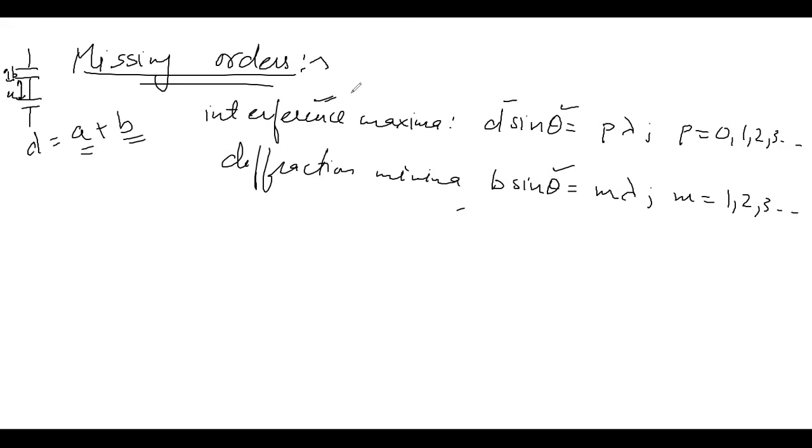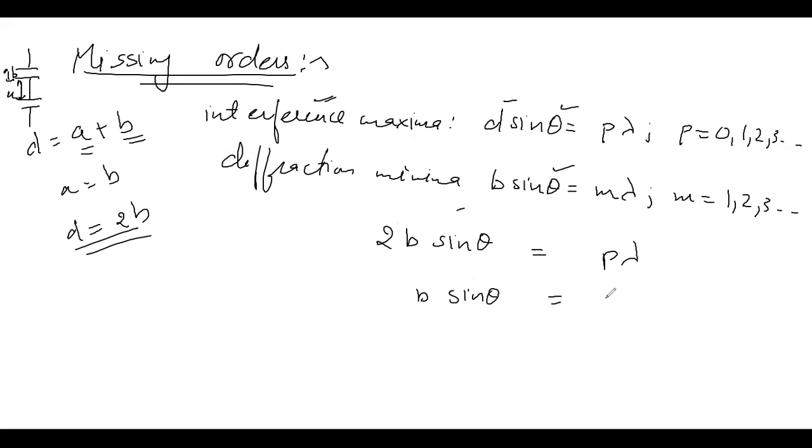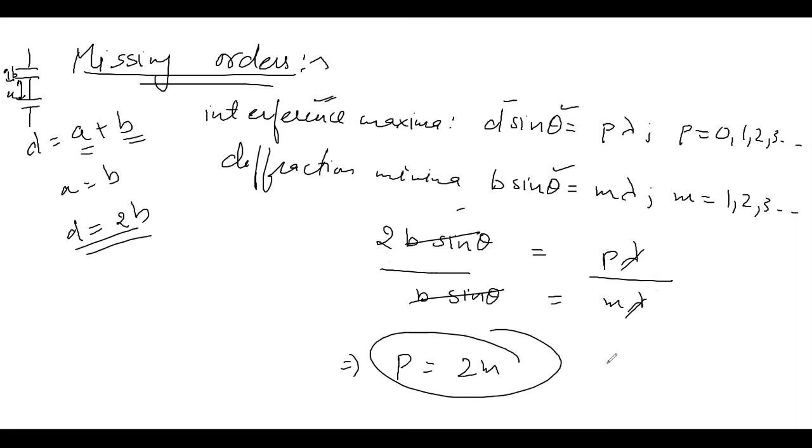An example of this could be, for example, let's take when your a is equal to b. That means your d is simply equal to 2 times b. अब अगर आप यहाँ पे plug in करो, you are saying that 2b sin theta is equal to p lambda and b sin theta is equal to m lambda. एक को दूसरे से डिवाइड कर दीजिए. b sin theta से b sin theta कैंसिल हो गया, लैम्डा से लैम्डा कैंसिल हो गया. That means p is equal to 2m. So जब कभी भी m की वैल्यू जब आप 2 करोगे तो p की वैल्यू 4 हो जाएगी, m की वैल्यू जब आप 3 करोगे तो p की वैल्यू 6 हो जाएगी.